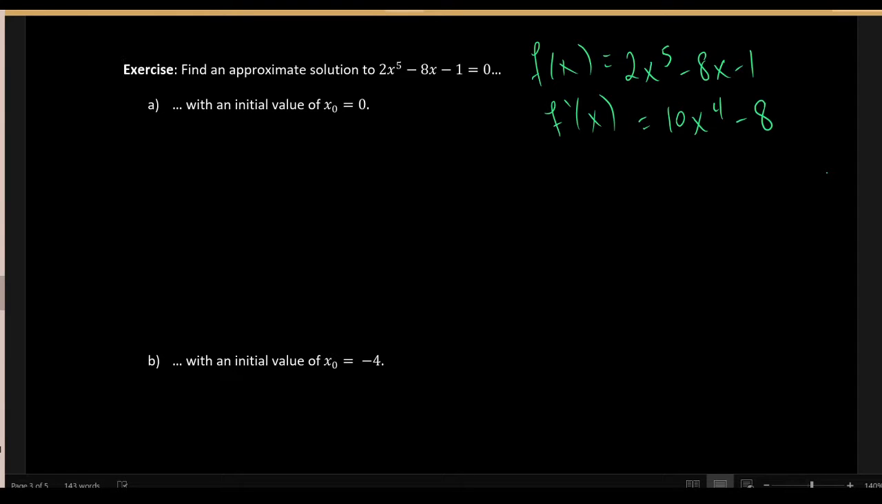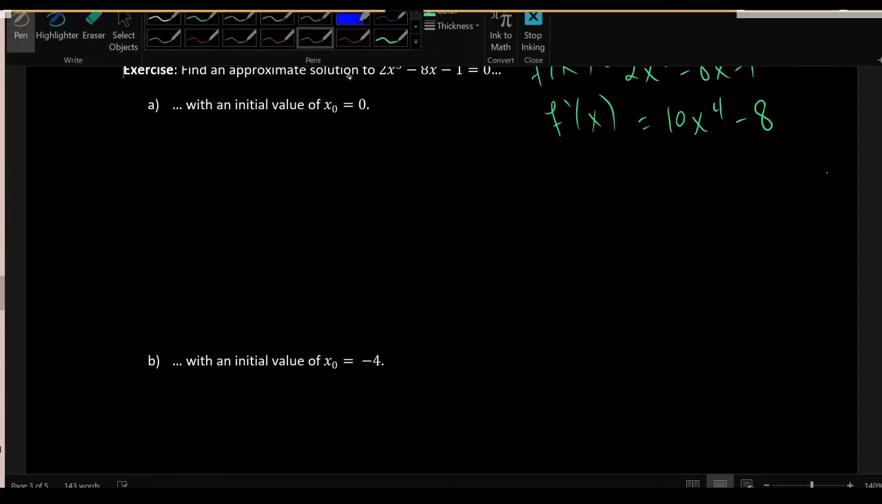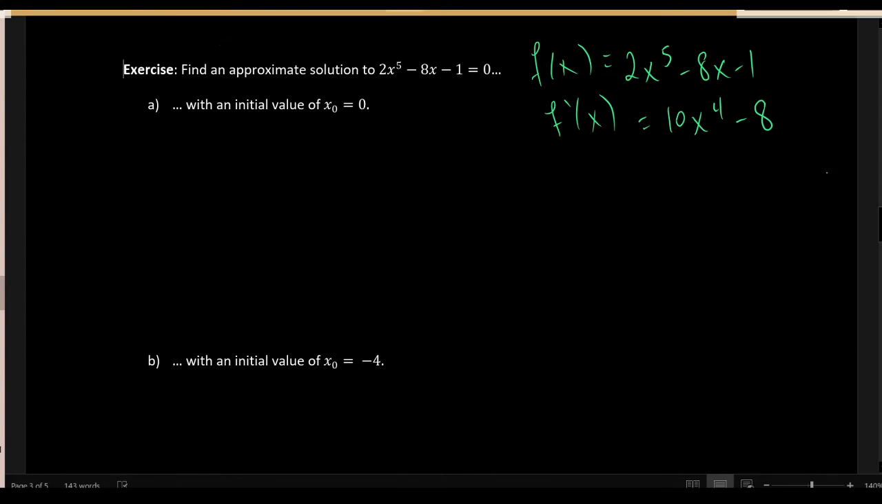Now, suppose that I were going to use the Newton's method formula manually. If I were going to use it manually, I would begin by figuring out the value of the next x in the sequence, x sub 1.